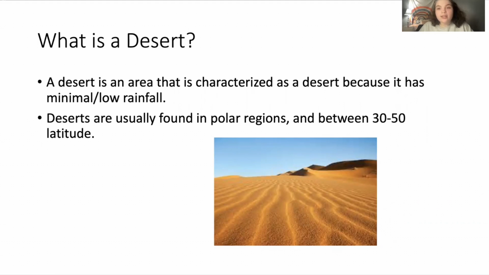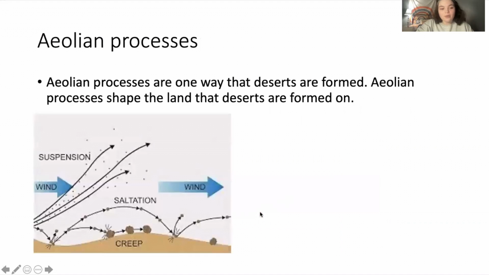A desert is an area that is characterized as a desert because it has minimal or low rainfall, regardless of what most people assume, which is that deserts are characterized as deserts because of how hot they are. Deserts are usually found in polar regions between 30 and 50 latitude.